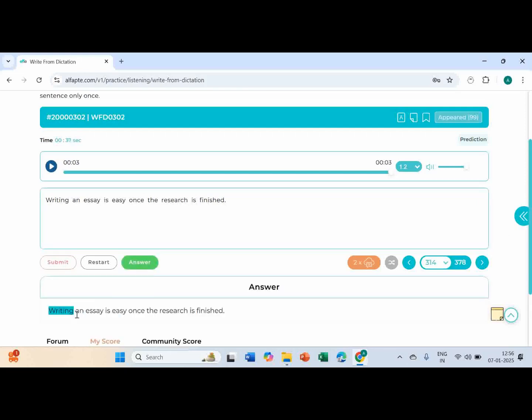So let's check the answer. So this is the answer. In "essay" we always use double s, and in "easy" it's a single s. Once the research is finished. Next one.